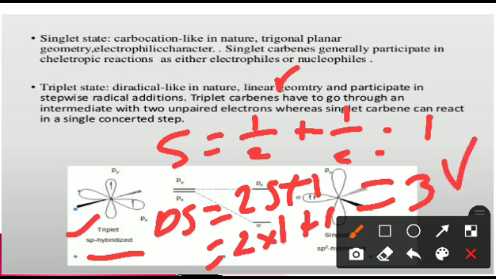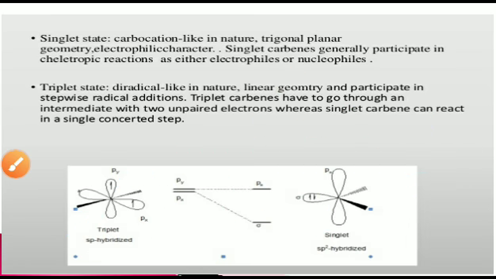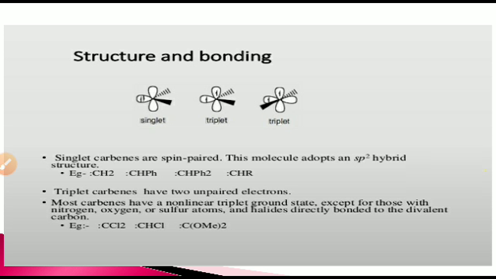Understood why this carbene gives two types of state? First is singlet and second one is triplet. Triplet state means the two electrons are present in two different p orbitals in this manner, and that's why their spin value is 1 and the multiplicity value is 3. That's why they give the triplet state. The triplet carbene has to go through an intermediate with two unpaired electrons, whereas the singlet carbene can react in a single concerted state.